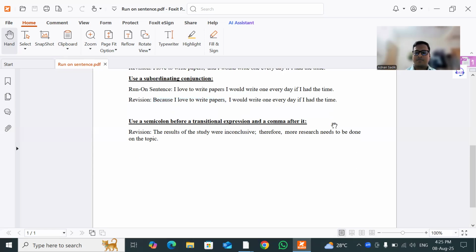And last but not least, use a semicolon before a transitional expression and a comma after it. The results of the study were inconclusive, semicolon. Therefore, comma, more research needs to be done to complete.